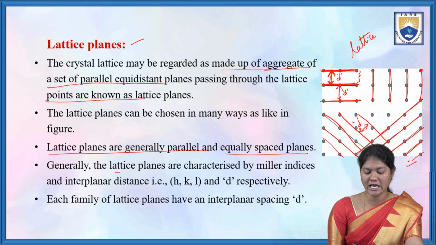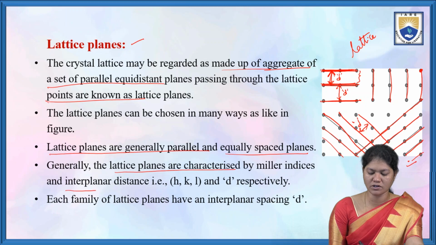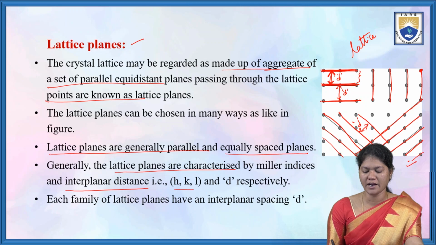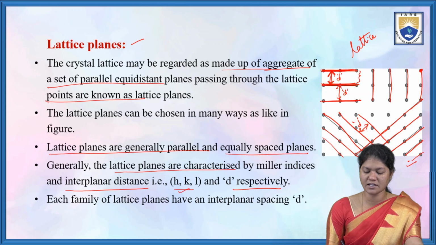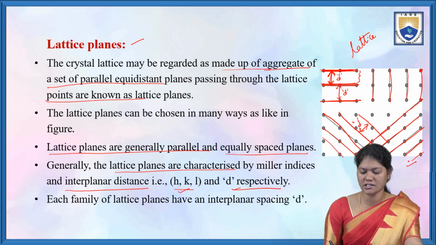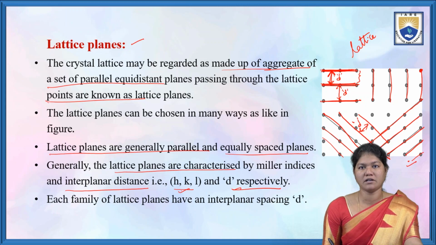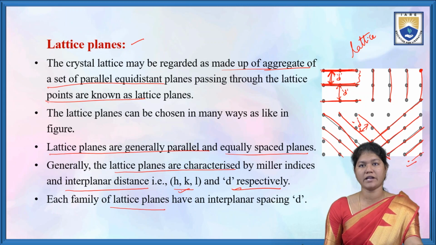Generally the lattice planes are characterized by the Miller indices and the interplanar distance or interplanar spacing, hkl and d respectively. So hkl tells us the crystal plane, the lattice plane, and d represents the interplanar spacing or interplanar distance. Each family of lattice planes has an interplanar spacing which is denoted by d.